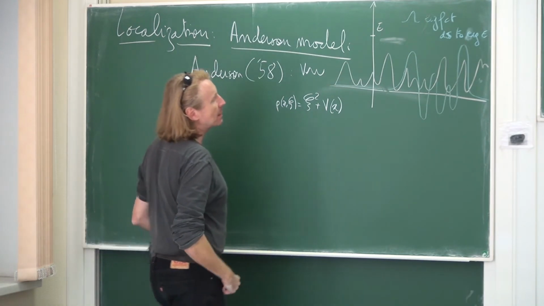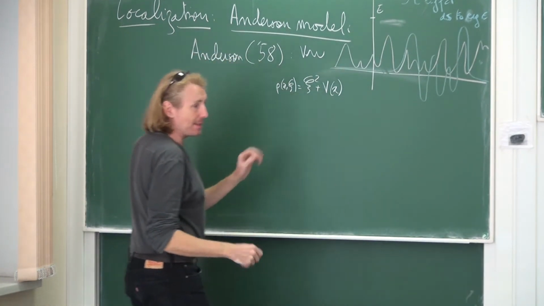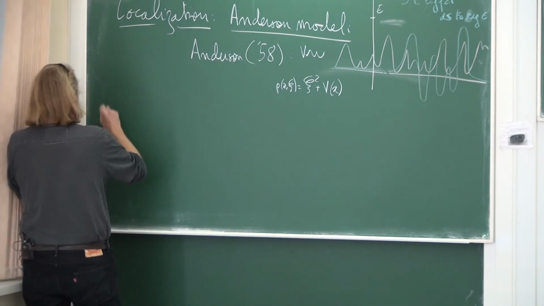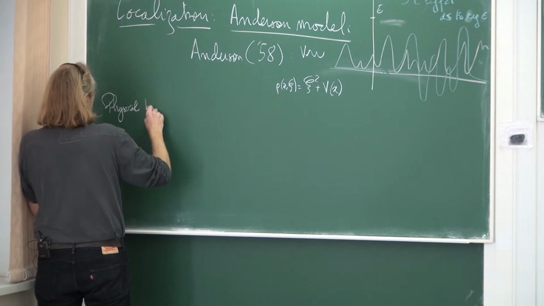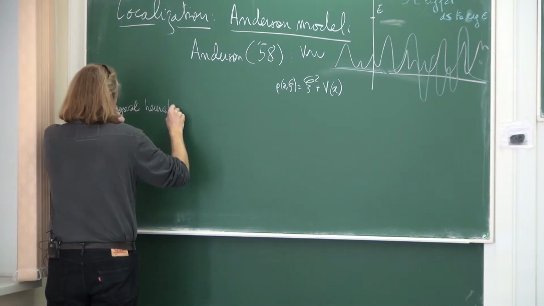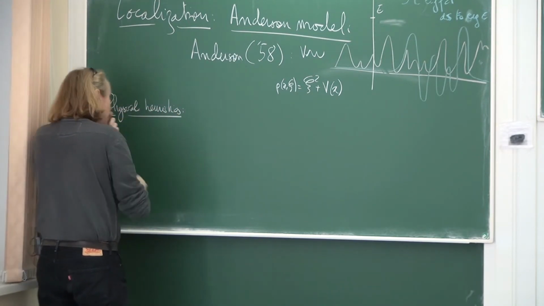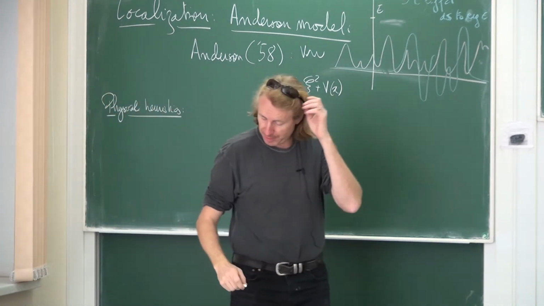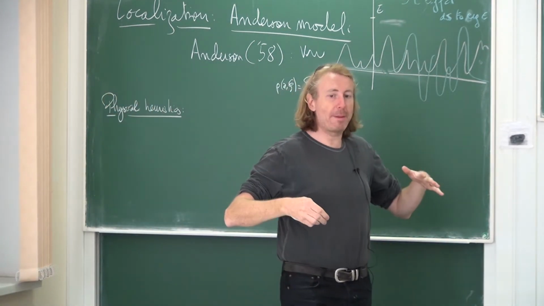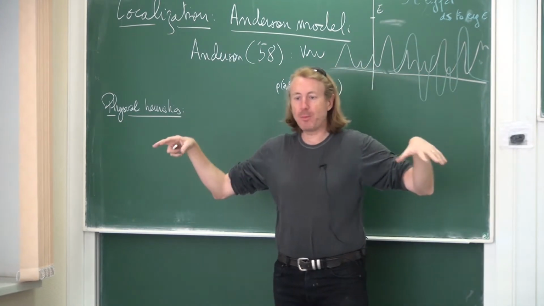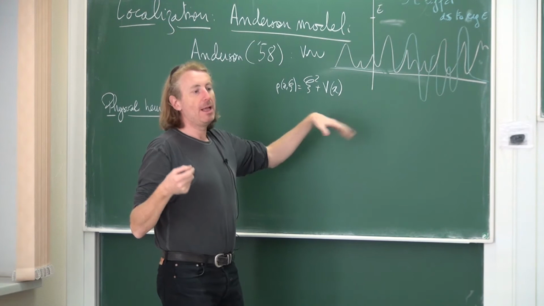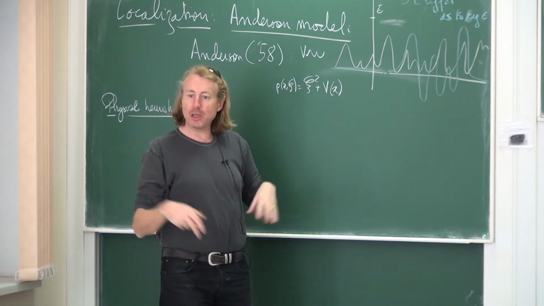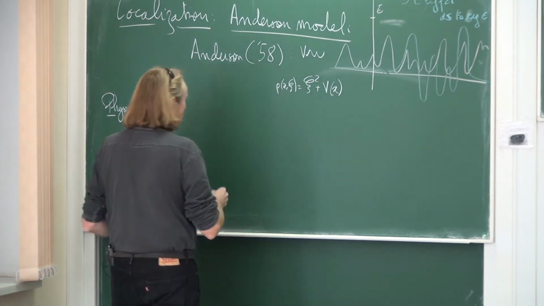So what's the basic idea behind this? What is happening? What's the physical heuristics? That's the first thing I'm going to explain. So why do you expect that waves inside the potential do not localize? People were surprised by localization. But the basic idea is the following.